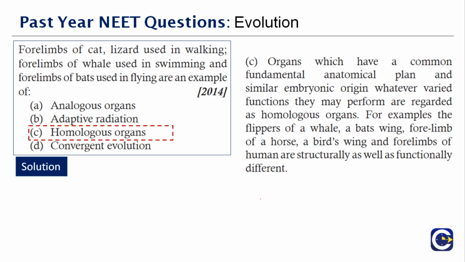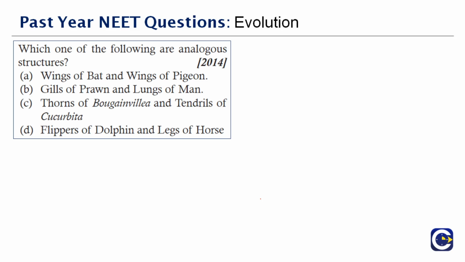Organs which have the same fundamental anatomical plan and similar embryonic origin, whatever the varied function. The function can be varied, but it is still called forelimb in all the 3 categories. So you call it homologous organs. Next question here.